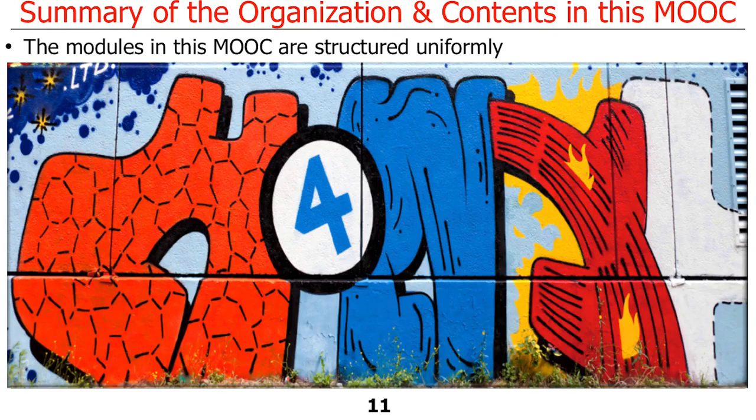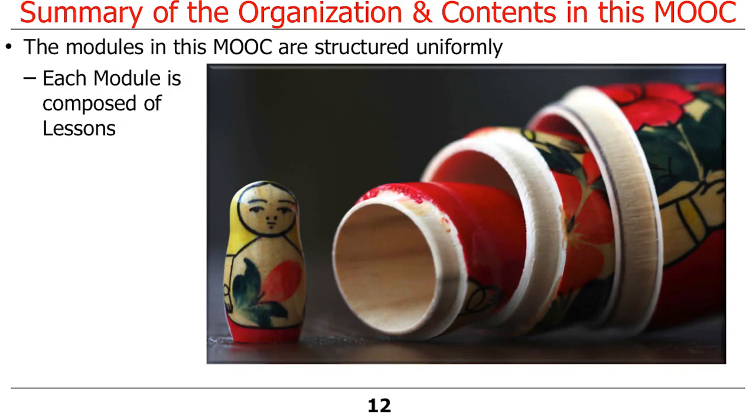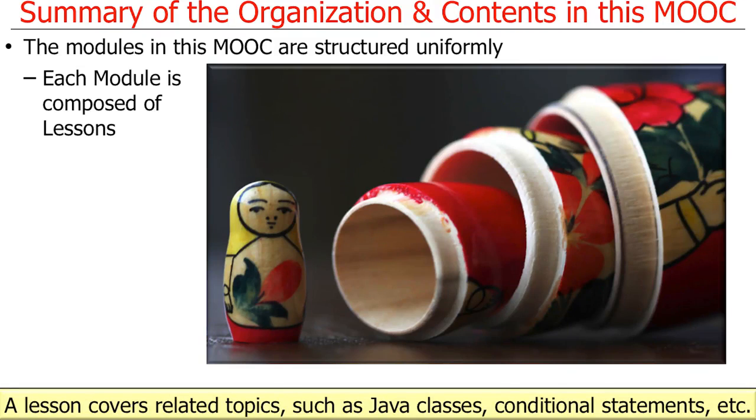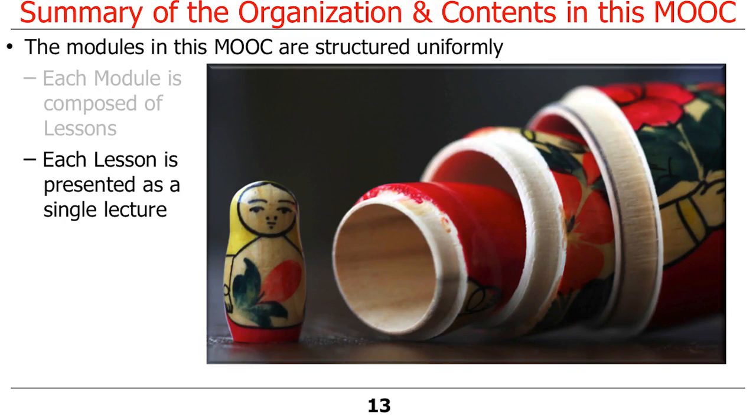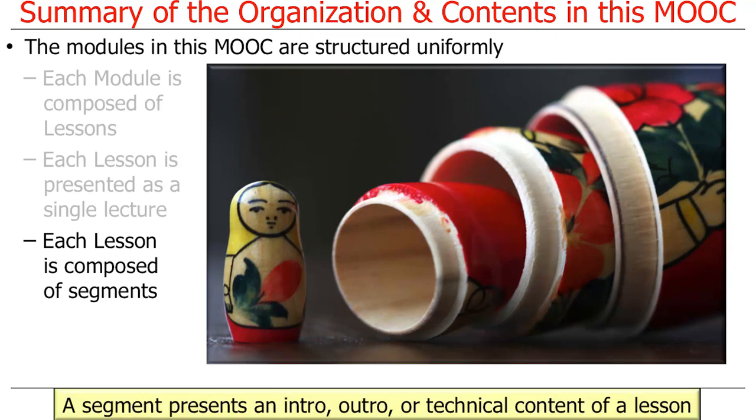In particular, each module is composed of multiple lessons, which cover a set of related topics, such as Java classes, conditional statements, or the Android Studio App Wizard. Each lesson is presented as a single lecture. Each lesson is composed of segments, including intros and outros that summarize the lesson's learning objectives, and one or more segments that present the technical content of the lesson.